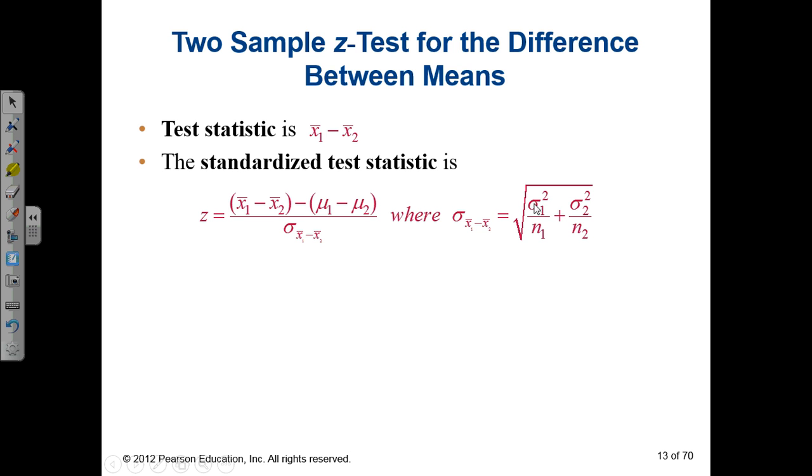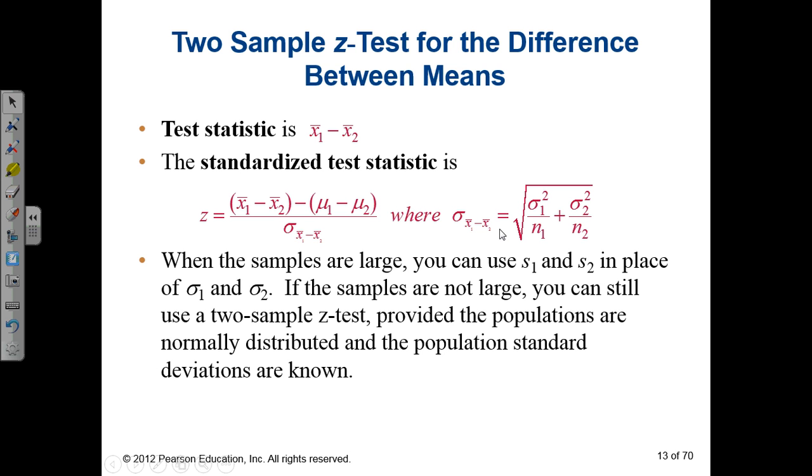of sample 1, or the standard deviation squared of sample 1, divided by the sample size of sample 1, plus the standard deviation squared of sample 2, divided by the sample size of sample 2. Add these two together, then take the square root. If the sample sizes are large enough, you can substitute the sample standard deviation of 1 and the sample standard deviation for 2 in place of the population standard deviations.